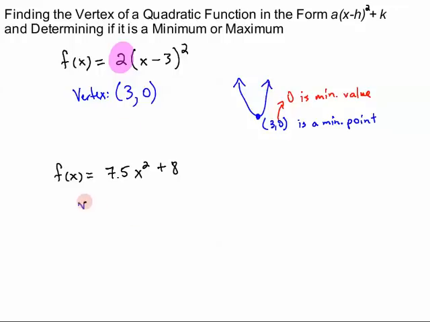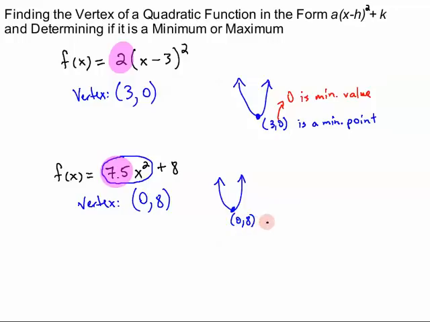Okay, in this example, for the vertex, figure out what makes the x part 0. Well, again, x isn't added or subtracted to anything, so if x is 0, x squared is 0. So the x coordinate is 0. And if x is 0, all of this is 0, so the y value would just be the 8 that's left. And since the 7.5 is positive, the parabola opens upward, and your vertex is 0, 8. So it's the lowest point, so it's a minimum point. And then the y coordinate is the lowest value it gets, so 8 is the minimum value.